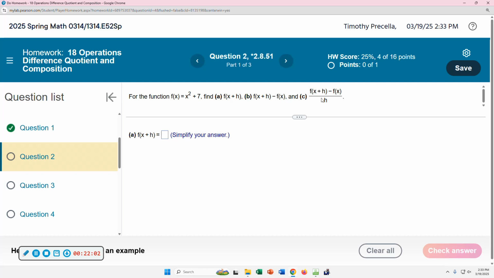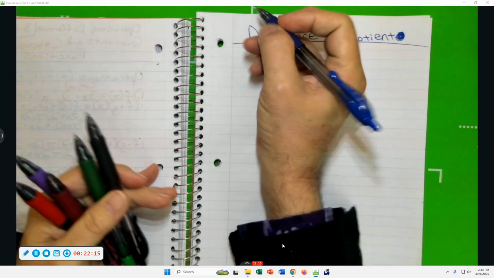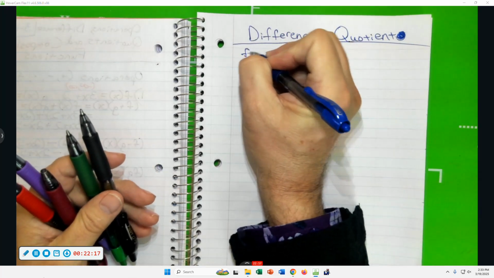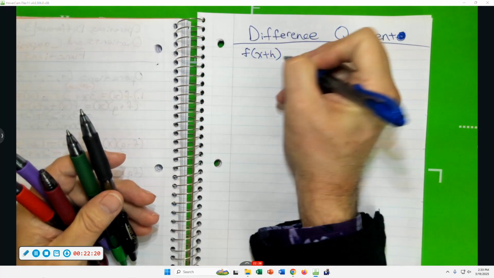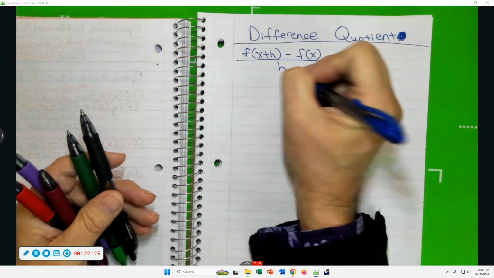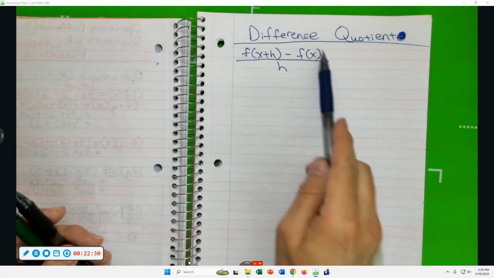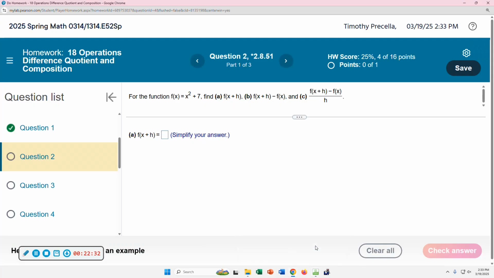The difference quotient, switch to my paper. You're going to do a three-step process. It's so important that they see the words difference quotient. The difference quotient is just the fraction f of x plus h minus f of x, all over h. That itself is the difference quotient. Now go back to the problem. This is what we're looking for. It's talking you through a three-step process.